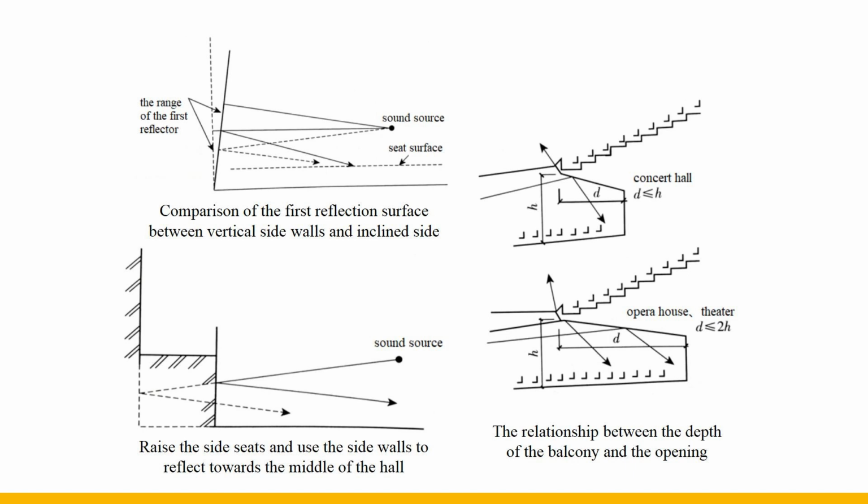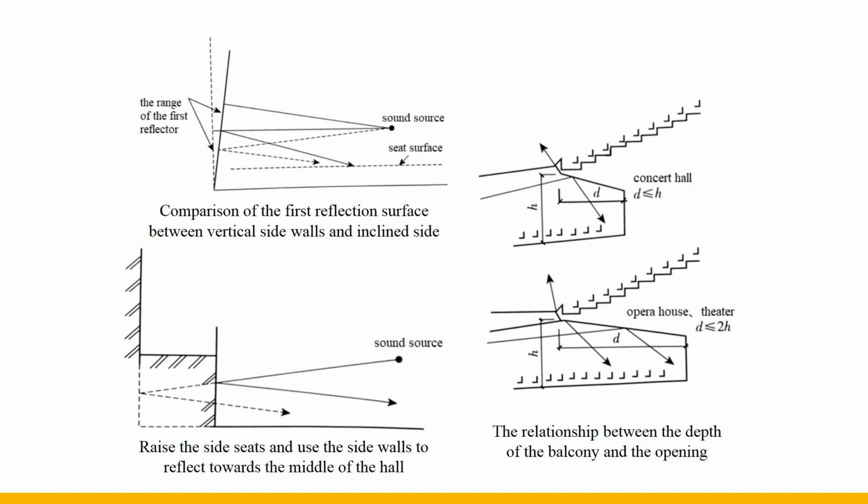The method in the picture below on the left is suitable for a wider hall. By raising the seats close to the side walls, the lower wall below the seats is used to provide the first sound reflection to the middle of the wall. Due to the poor acoustic conditions of the seats and the balcony, it is difficult for the reflected sound from the ceiling to reach here, and the reverberation time is shorter than other places. Therefore, the depth of the space below the balcony should not be too large, and the size requirements are as shown in the figure on the right.